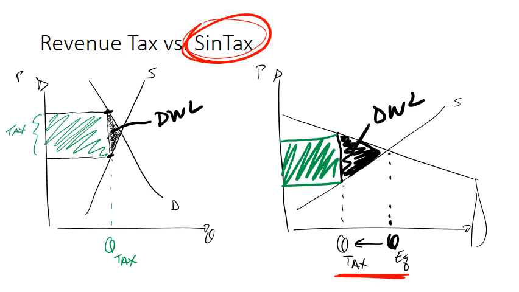Over here, quantity has barely fallen at all. This, of course, is a wildly unsuccessful sin tax. So think about what your goals are for a tax, and you can evaluate how well it's doing with your wedge, and you can compare your tax versus your deadweight loss. Revenue tax, this is a good idea. Sin tax, this is what you're looking for.